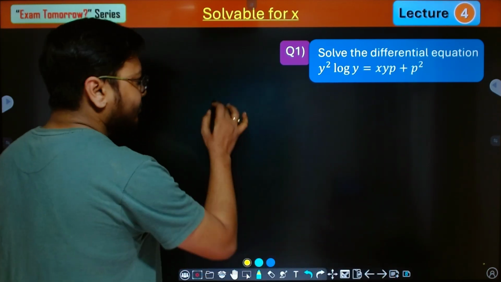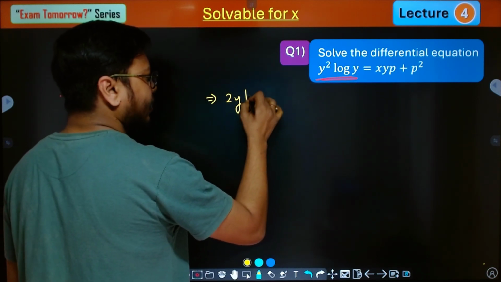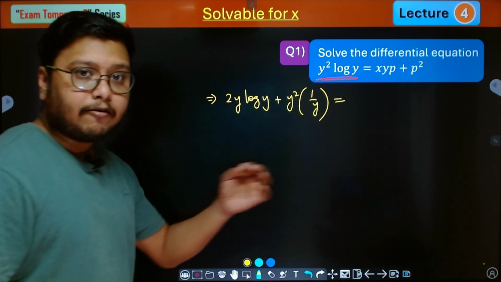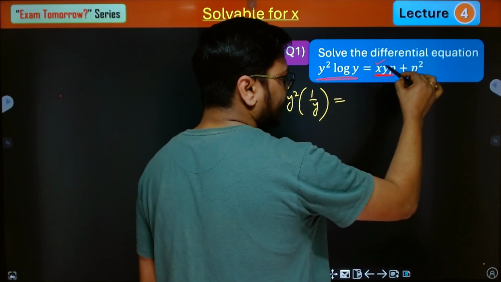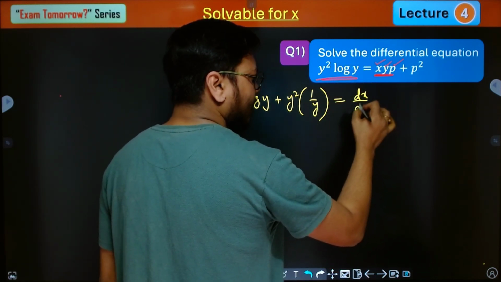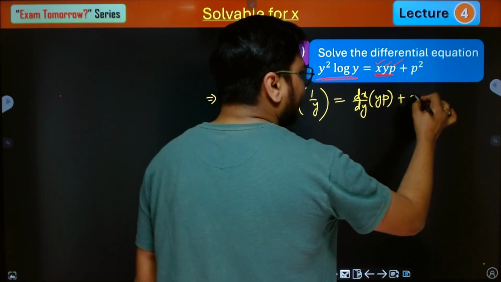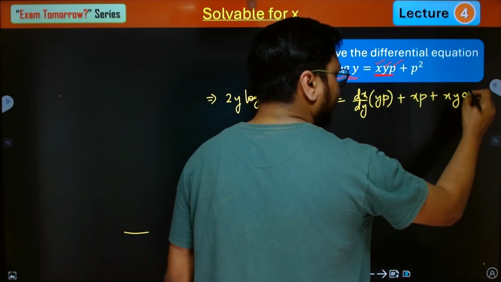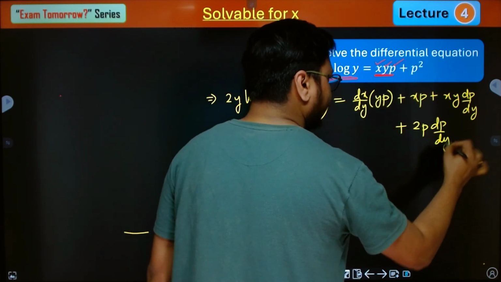So let's differentiate this with respect to y. If I do a product rule over here, I'll have 2y log y plus y squared times 1 upon y. Now let's be careful. There are three variables over here and I have to differentiate with respect to y. So first I differentiate x, then y, then p. If I differentiate with respect to x, I will have dx upon dy, and y and p remain. Then I'm differentiating with respect to y, so x and p remain. Next I differentiate p with respect to y, so I have xy dp/dy. And finally the derivative of p square would be 2p dp/dy.